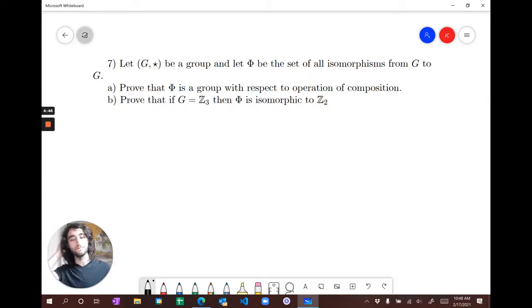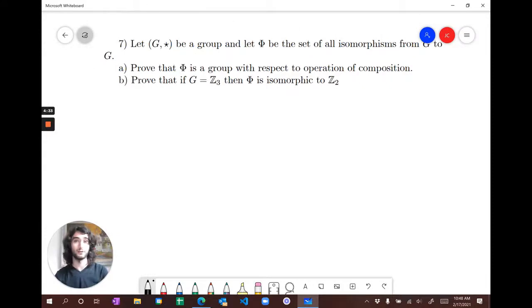So we've got a group G, and then we're talking about this capital Phi being the set of all isomorphisms from G to G. So G is some kind of group, so maybe G is Z7 or D4 or whatever. And then think about all the ways that you can permute the elements of G so that it stays the same, pretty much, right? So all the ways that you can take the things in G and shuffle them around so that you still respect the group operation.